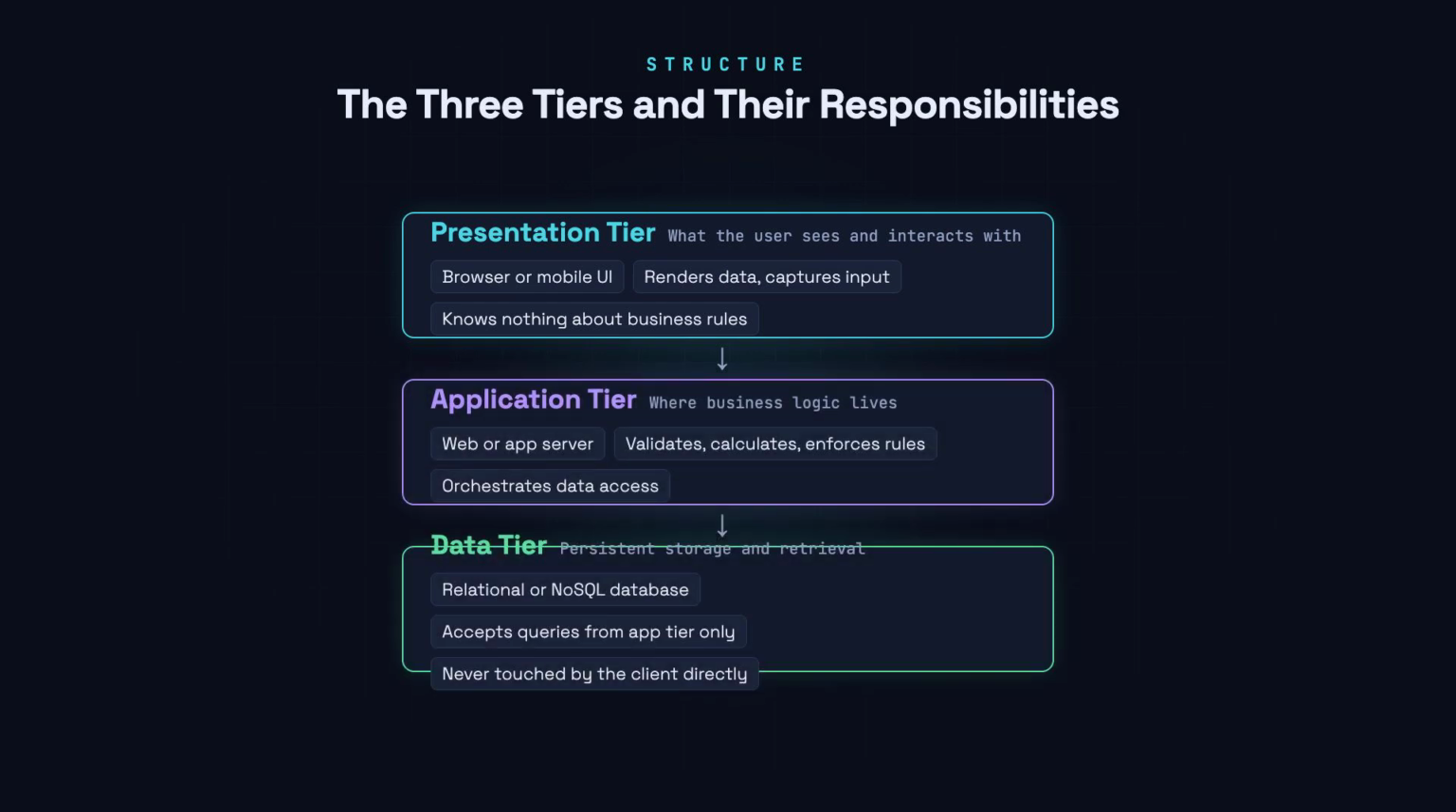Three-tier architecture divides a system into three physically separate layers. The presentation tier is whatever the user touches, a browser, a mobile app. The application tier is a dedicated server that holds all business logic, the rules, calculations, and decisions your system makes. The data tier is the database, accessible only through the application tier. Each layer runs on its own machines and communicates with the next over the network.